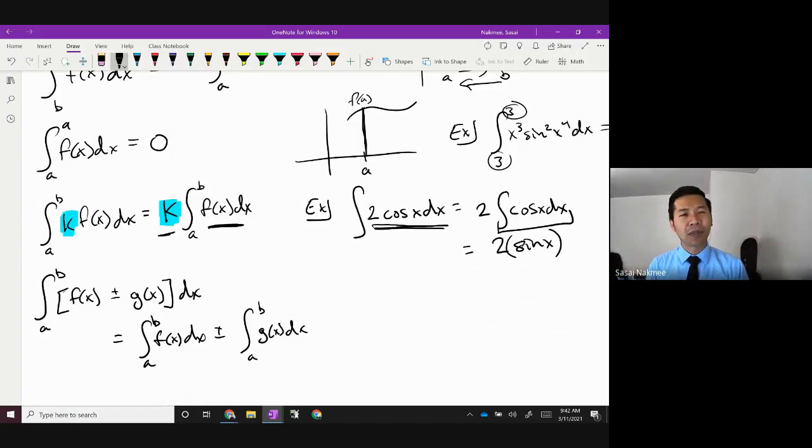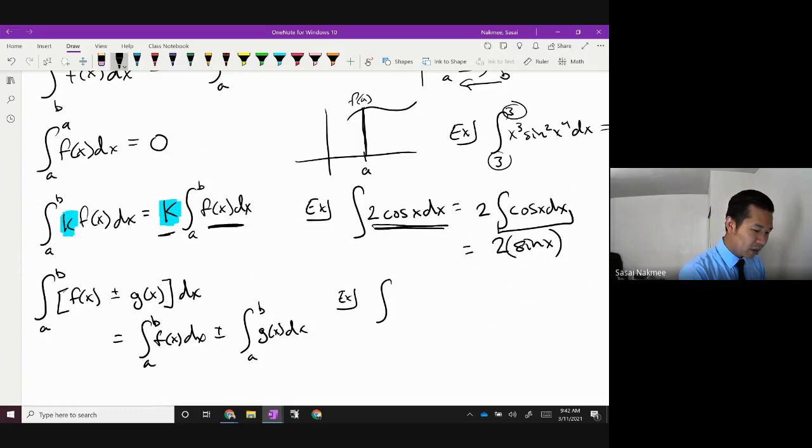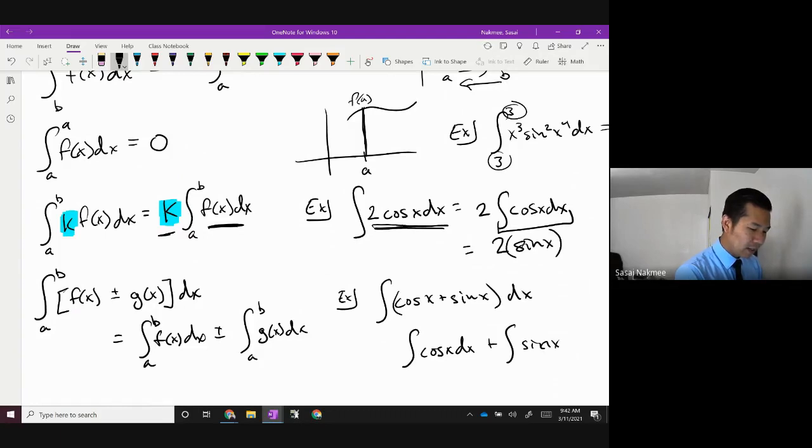It's the same thing when we did derivatives. If I had x squared plus 3x and I was calculating the derivative of that, I would just use the power rule for each of those functions. And that's kind of the same thing here. If I had the integral of, let's say, cosine of x plus sine of x dx, this is the same thing as the integral of cosine of x dx plus the integral of sine x dx. And then I would just do these integrals individually.